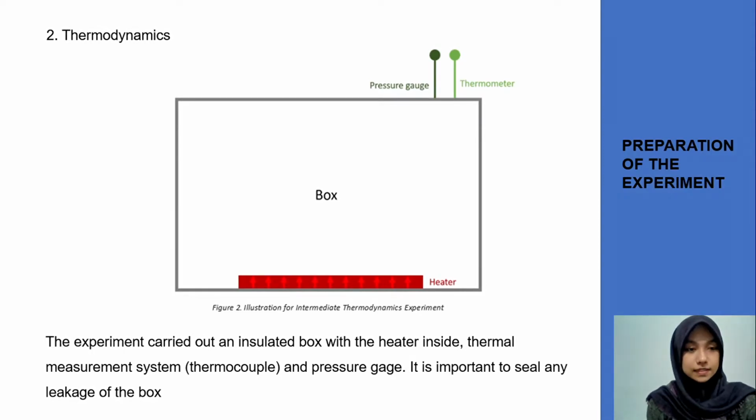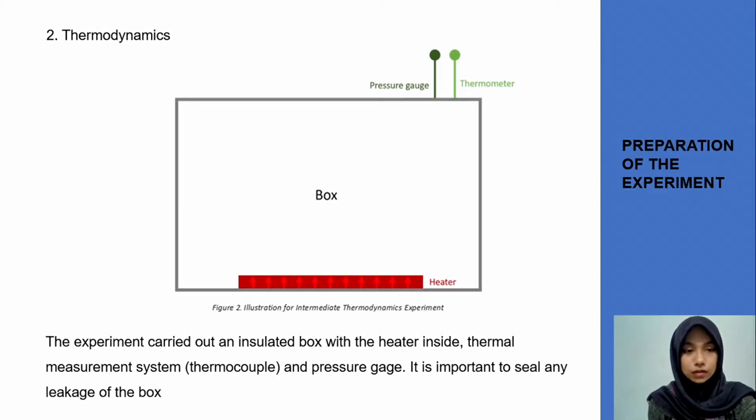The second experiment is thermodynamics. As shown, here is the illustration of the thermodynamics experiment. This experiment needs a chamber, heater, thermocouple, and pressure gauge. Just the same as the previous experiment, some components are purchased online and some offline. To make the holes in the chamber, I use a metal tool that is heated by the fire in the stove. And the steps to do this experiment are: first, prepare all the components needed.